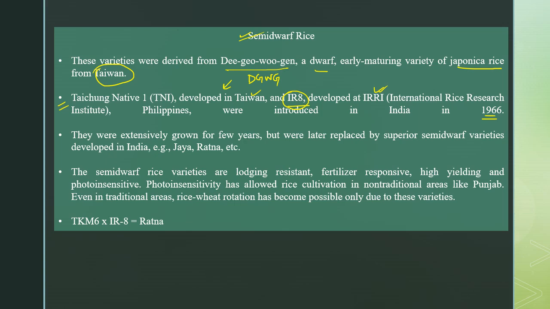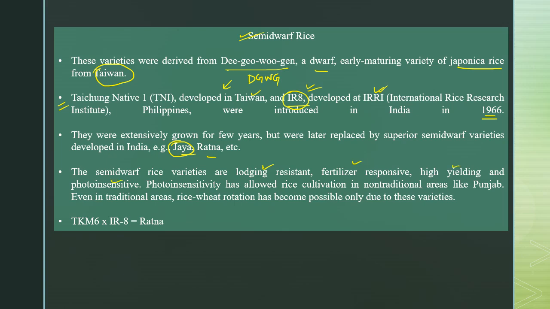They were extensively grown for a few years, but later replaced by superior semi-dwarf varieties like Jaya, Ratna, etc. This is the miracle rice. We call it miracle rice, and Indian miracle rice we call Jaya. The semi-dwarf rice varieties were lodging resistant, fertilizer responsive, high yielding, and photoinsensitive.